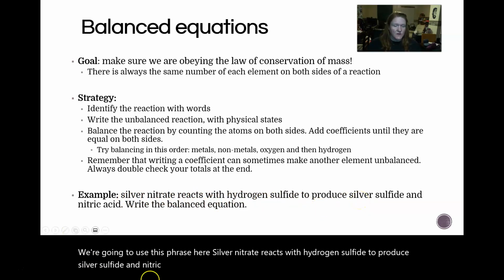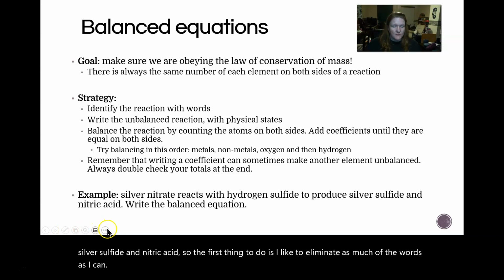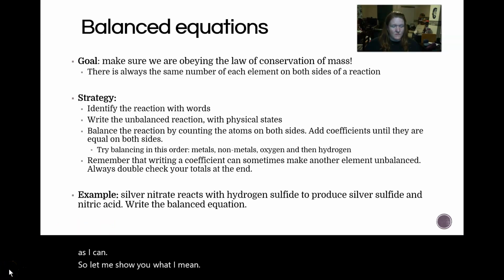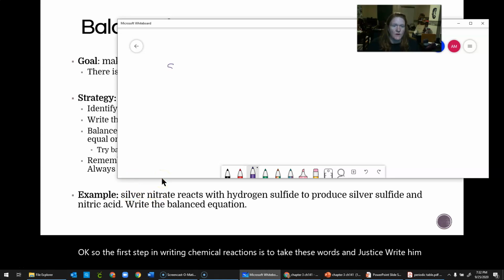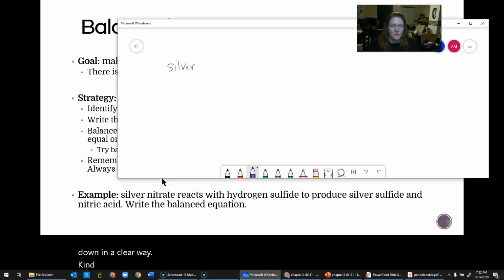So the first thing to do is I like to eliminate as much of the words as I can. So let me show you what I mean. Okay, so the first step in writing chemical reactions is to take these words and just write them down in a clear way, kind of removing the extra words.